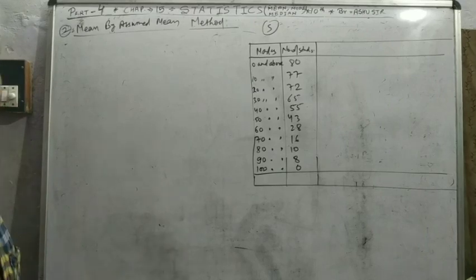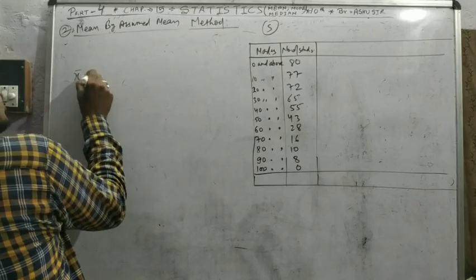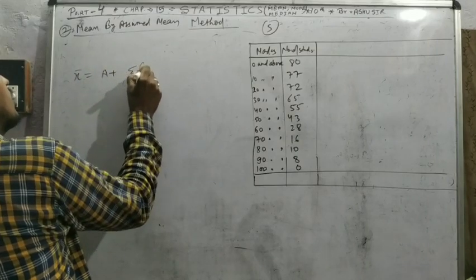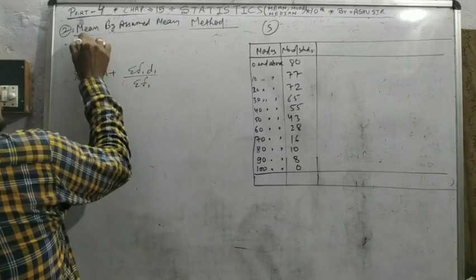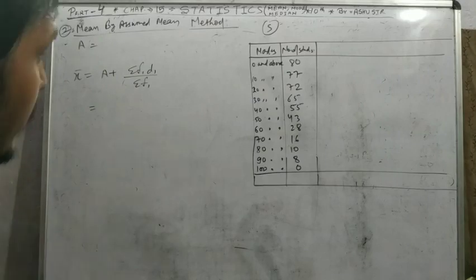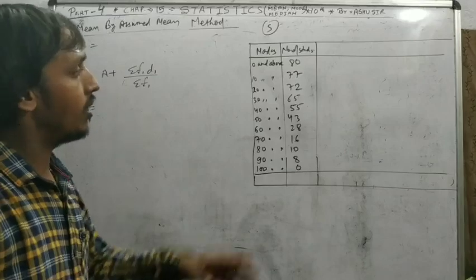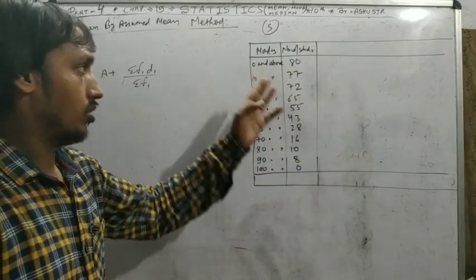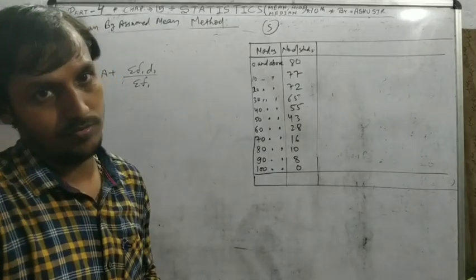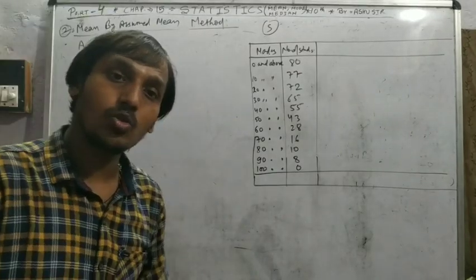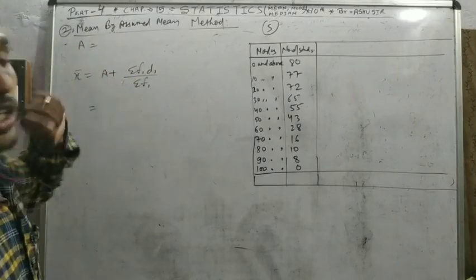We explain one more question for finding the mean by the assumed mean method. The formula, you know, is mean equals A plus sigma FD upon sigma F. But here two concepts are explained. The table is somewhat different: 0 and above, 10 and above, 20 and above means the table is given in more than form. So we can convert it into a simpler form because we want D, A, F.